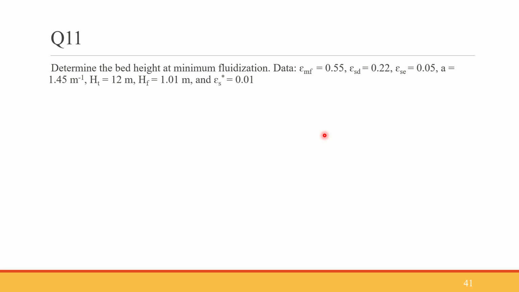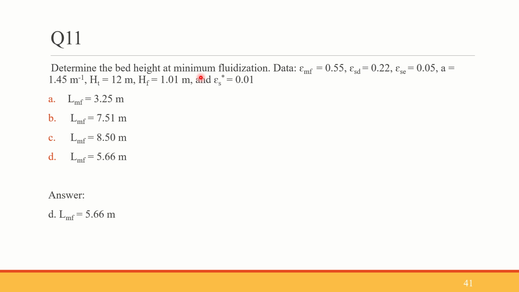In question 11, determine the bed height at minimum fluidization. It is given: epsilon mf is 0.55, epsilon sd is 0.22, epsilon se is 0.05, a is 1.45 per meter, HT is 12 meter, HF is 1.01 meter, epsilon s star is equal to 0.01. Option A, LMF is equal to 3.25 meter. Option B, 7.51 meter. Option C, 8.50 meter. Option D, 5.66 meter. So the answer is 5.66 meter.